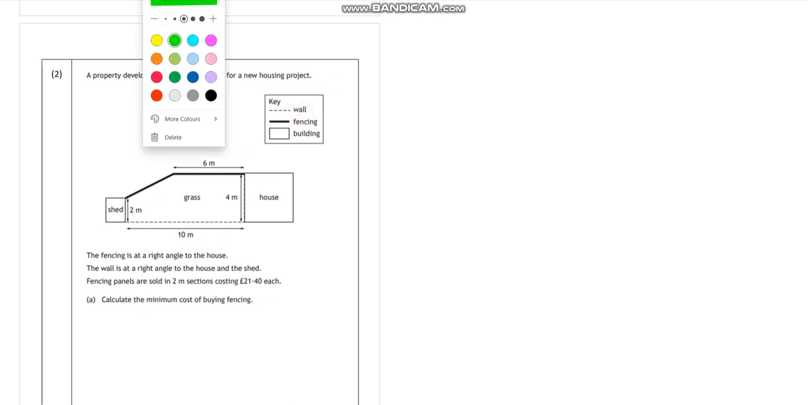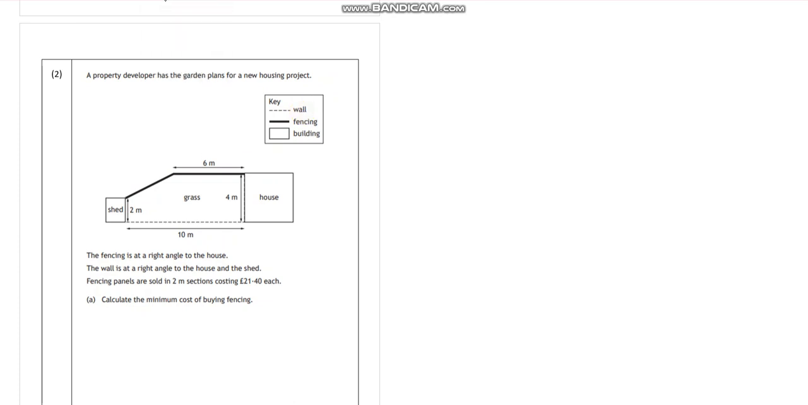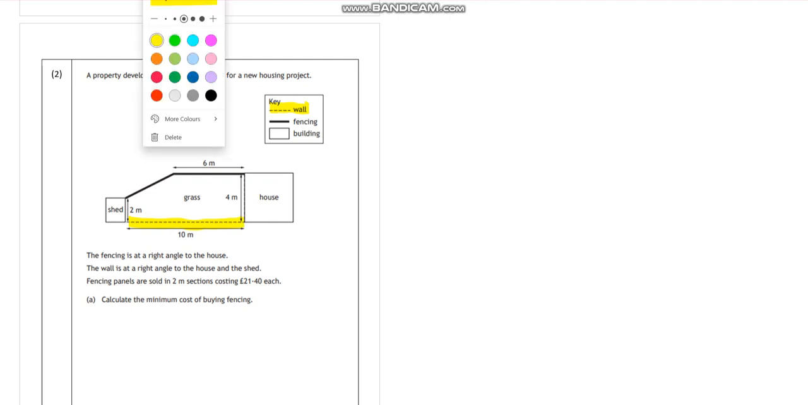I'm going to use my highlighter for this. Some of these questions can be quite wordy. It's really good to practice the questions, right? Because they do try and make them in context, and the wording can add to the complexity.